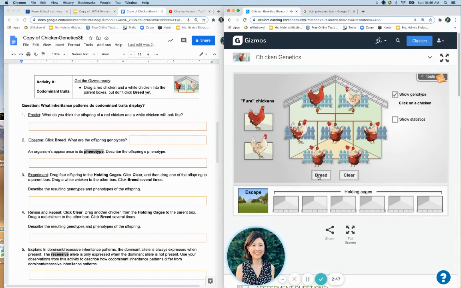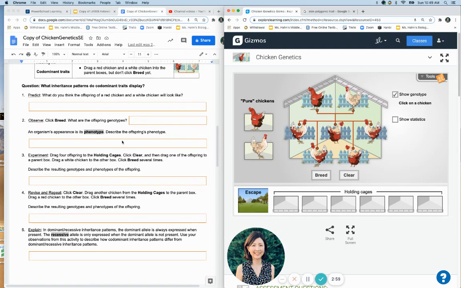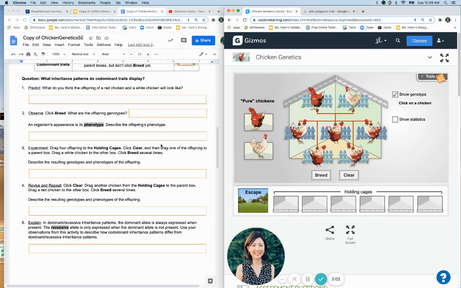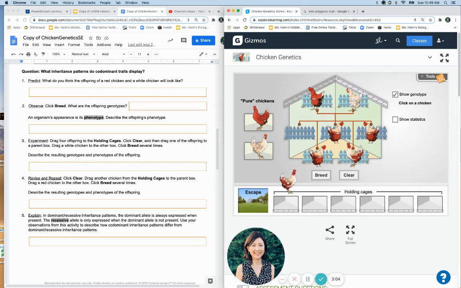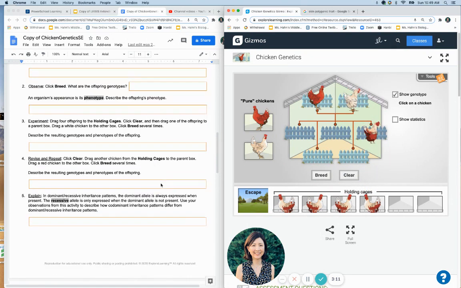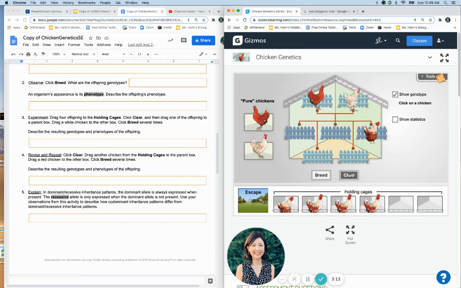And then we're going to go ahead and breed them, and voila, their offspring all have both white and red feathers. Okay, so describe the phenotype, what it looks like. So you're going to go ahead and do that. We're going to take 4 of them and put them in the holding cages, like we did the other one. Okay, and then we're going to clear this out. We're going to put 2 of them here. Let's not think too much about what's going on here, but we're going to breed these.